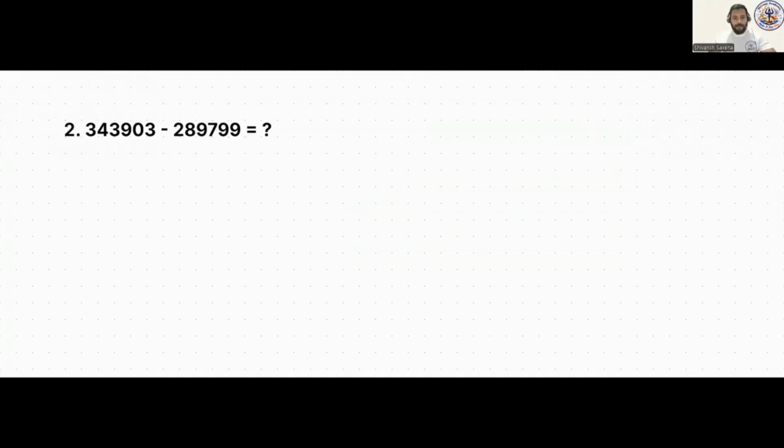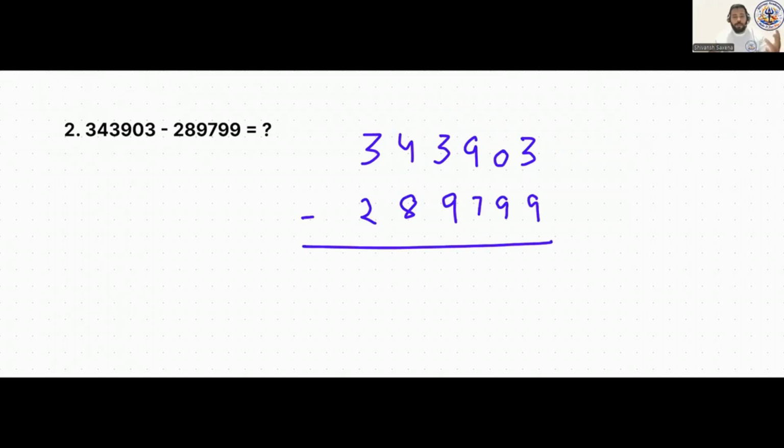Here we have our second example, 343,903 take away 289,799. Let's see. Now, 9 is greater than 3, and also 9 is present in the subtrahend. So complementary of 9 is 1. Add 1 with 3, that makes it 4. Put a bar over here.